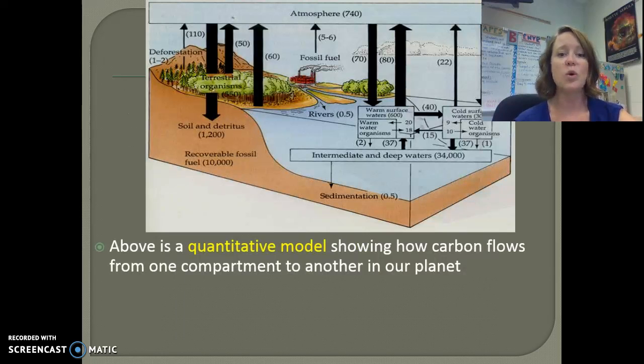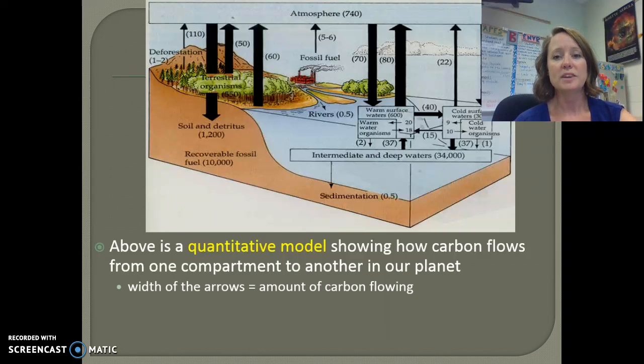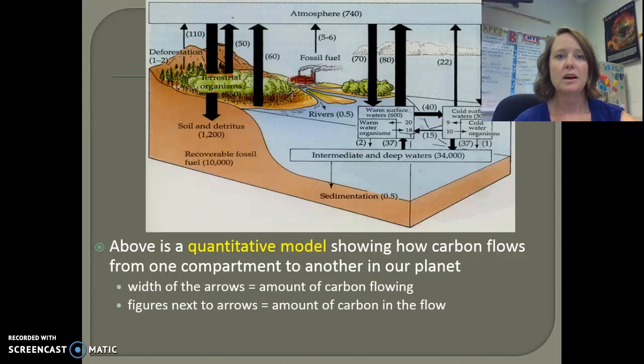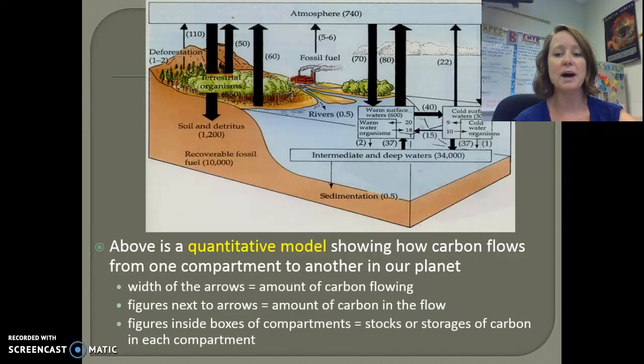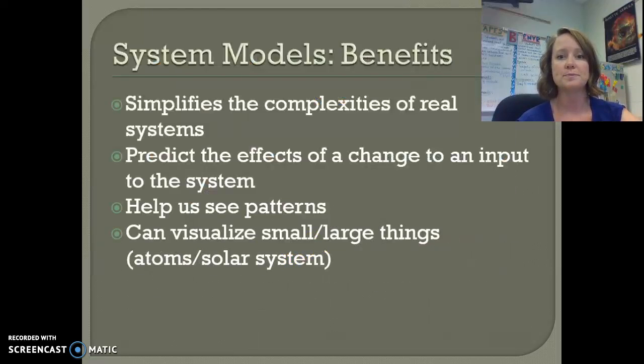This model here is a quantitative model, so notice there are numbers on the arrows. It shows us how carbon flows, so this is an example of the carbon cycle. Now the width of the arrows, you notice some are wider than others, and the ones that have the wide arrows have larger numbers, so the width of the arrows shows us the amount of carbon. The numbers also show us the specific amounts. Inside the boxes are the storages or stock. So boxes are used to show storage, arrows are used to show flows, whether those are transfers or transformations.